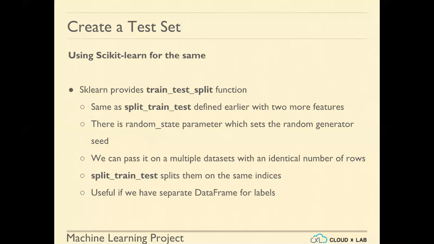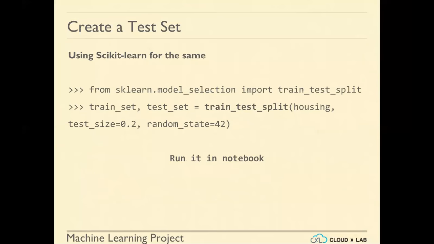All right. So Scikit-learn provides this function called train test split. It takes from you the data set and the fraction, how much you want to choose for the testing set, and then it returns you the two data sets, training and testing, well shuffled. It is useful if we have to separate data frames for labels. So we can do that now. This is how we are going to use it.